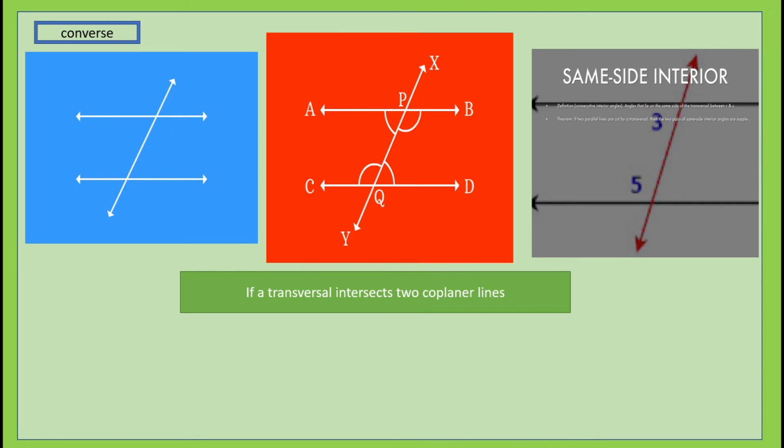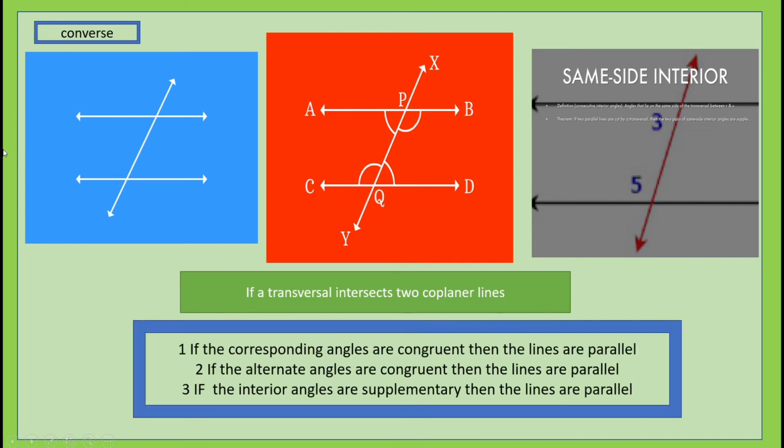And one transversal intersects these two coplanar lines. Then the converse is that if the corresponding angles are congruent, then the lines are parallel.